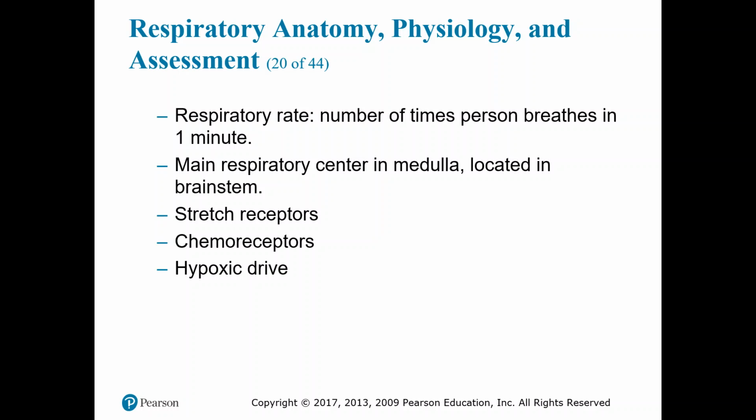Nervous system impulses from the respiratory center. The main respiratory center lies in the medulla, located in the brainstem. Various neurons within the medulla initiate impulses that result in respiration. A rise in frequency of these impulses increases the respiratory rate. Conversely, a decrease in their frequency decreases the respiratory rate. The medulla is connected to the respiratory muscles primarily via the vagus nerve. This is an involuntary pathway.